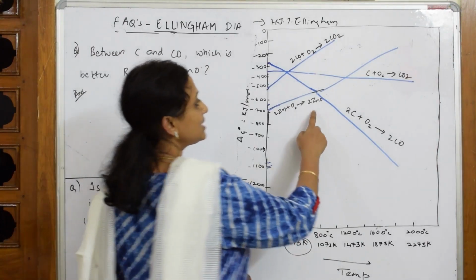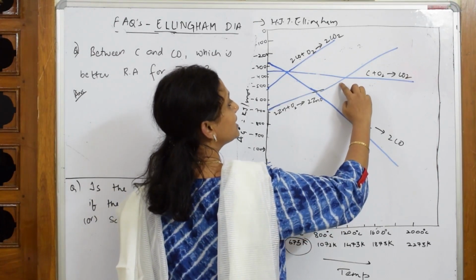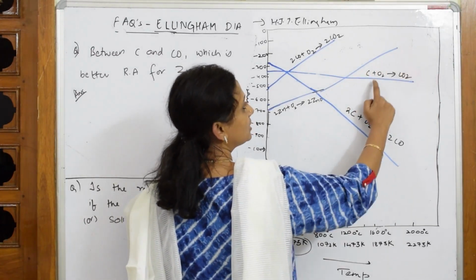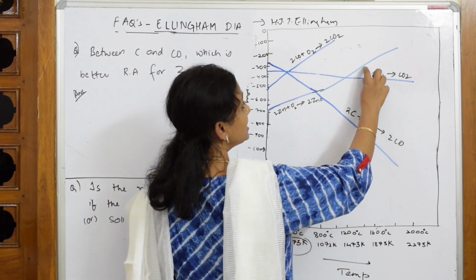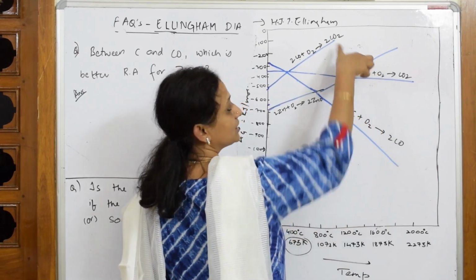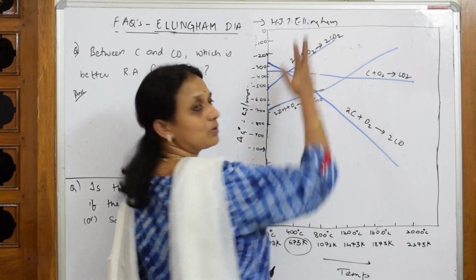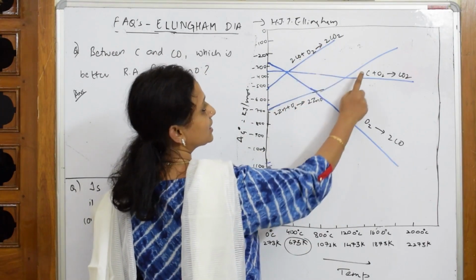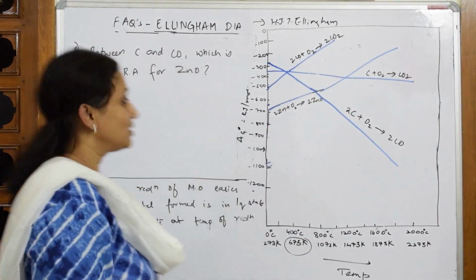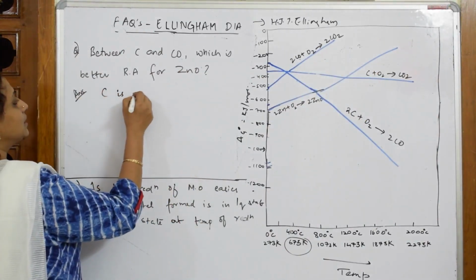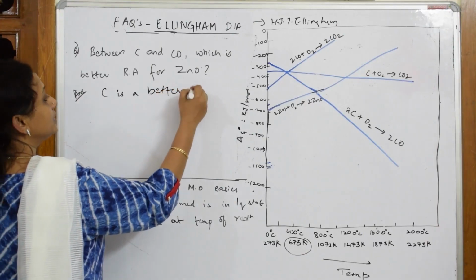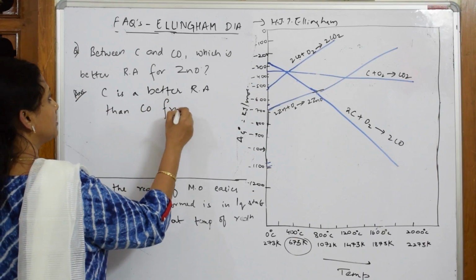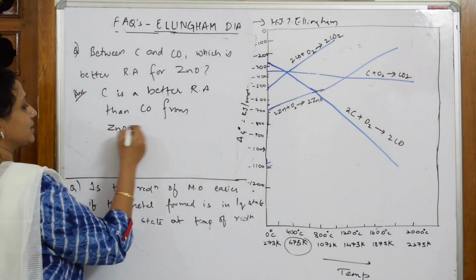stronger is the reducing agent. Yes. Now when I see this line, the zinc oxide line, the Gibbs free energy change is going above. So which line is lying below, carbon? Which line is lying above, carbon monoxide? Which one can I choose? The one which is above can't reduce it, isn't it? So carbon monoxide is lying above zinc and carbon is lying below zinc. So carbon is a better reducing agent than CO for zinc oxide reduction.